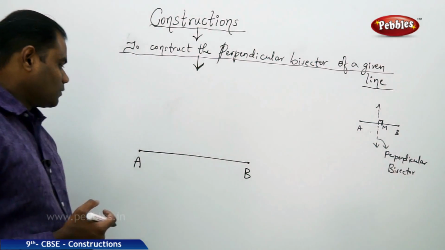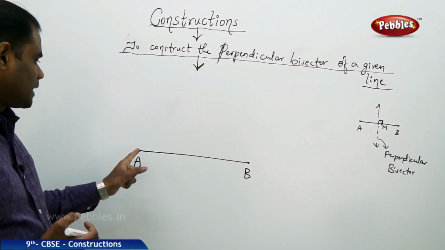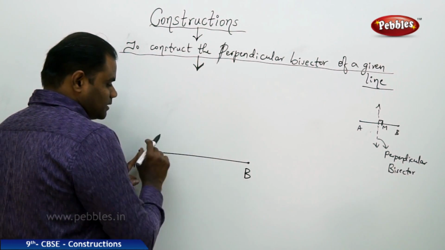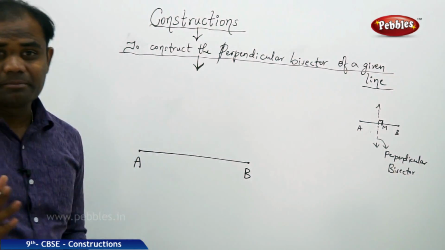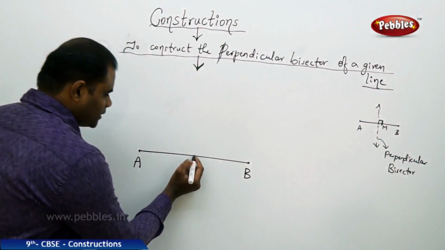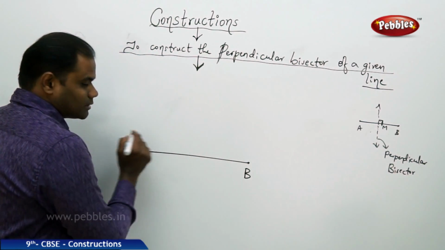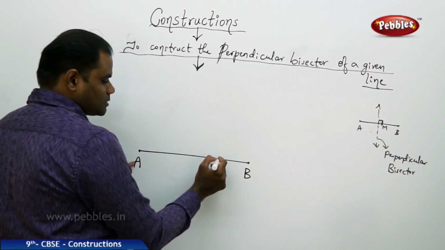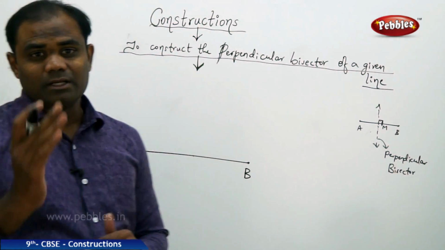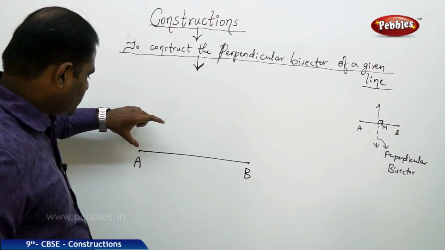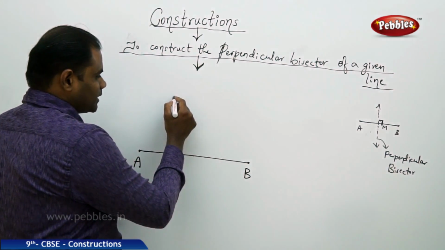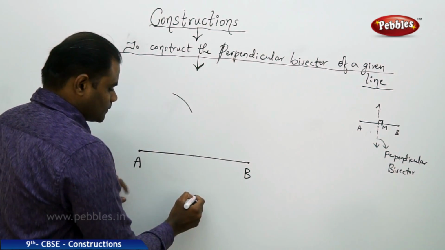The first rule in the perpendicular bisector is that I take the compass at point A, and by fixing the radius, I take the precautionary measure that the radius is more than half. That means I cannot take a radius which is less than half and cut an arc. I always take something till here or here or here, which is approximately more than half. So putting the compass pointer at A, I take the radius more than half and then cut an arc, something like this.